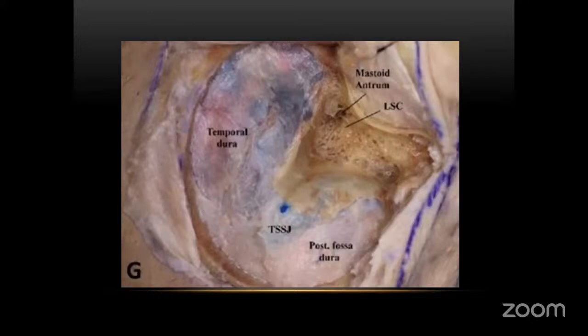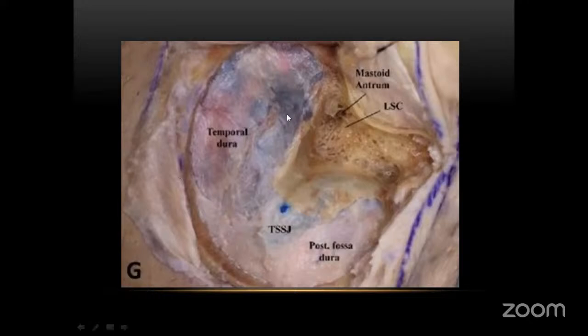We will start from the extradural dissection, how extradural dissection is possible and how we'll do it. Then we'll go intradural. Thank you, sir. Okay. Anything else?